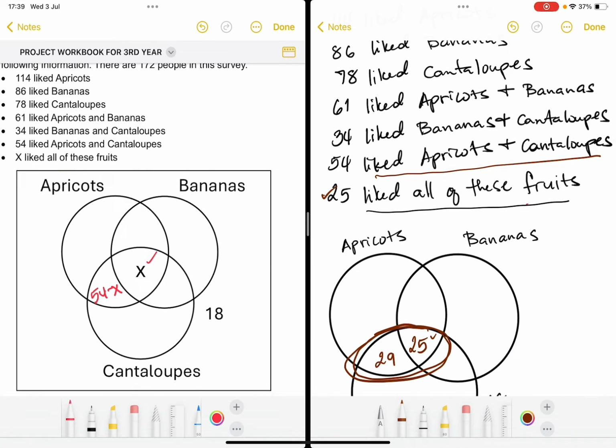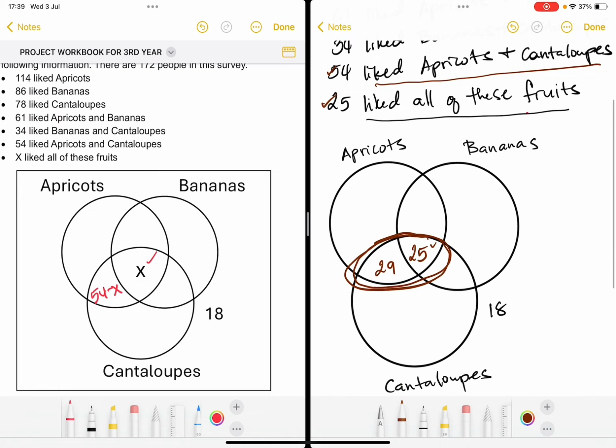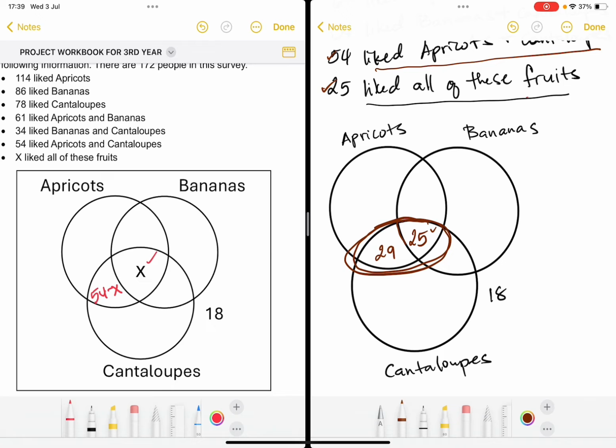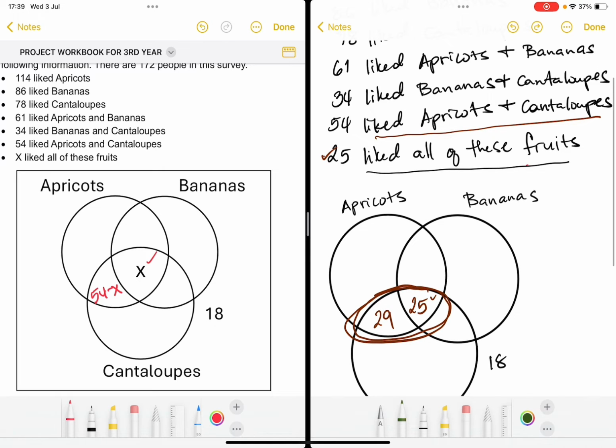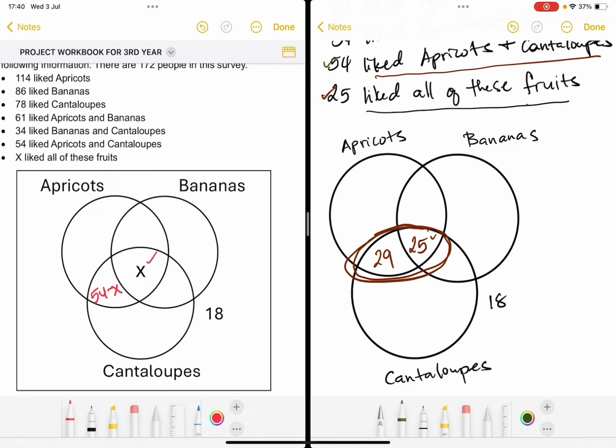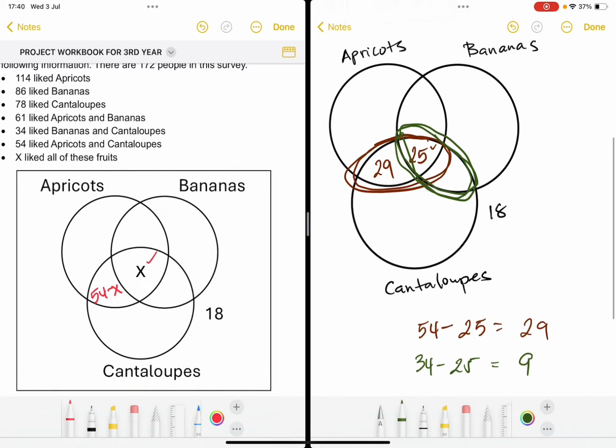Next, going back to the right side of your screen, 34 like bananas and cantaloupes. Bananas and cantaloupes, so this area. Maybe I will use another color. Let's use green. 34 like bananas and cantaloupes, this one, right? So 34 minus 25 is how many? Correct, 9.